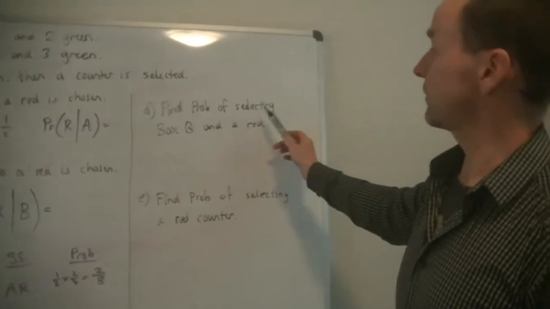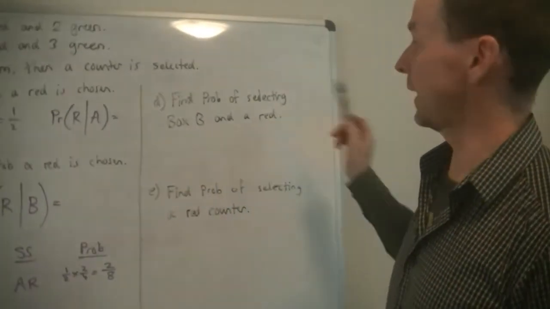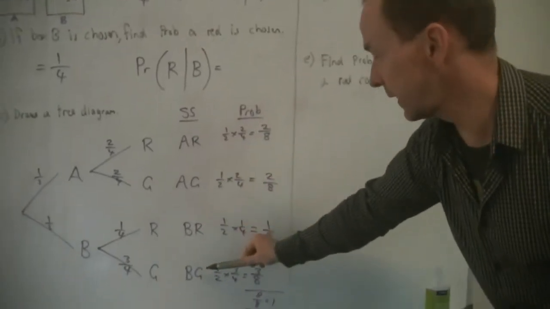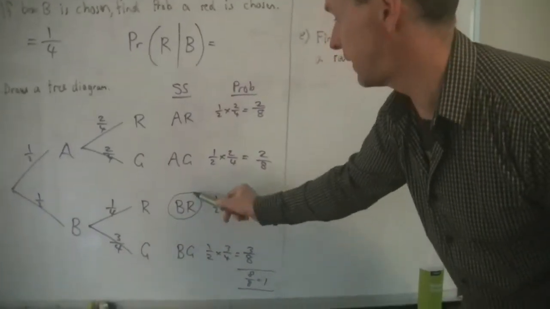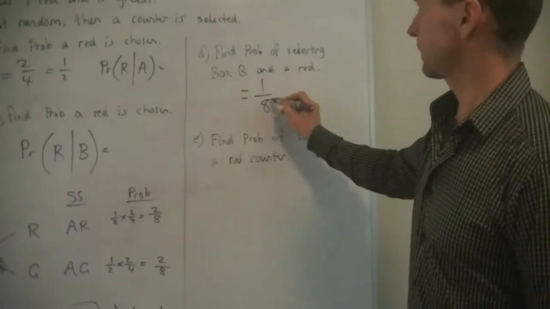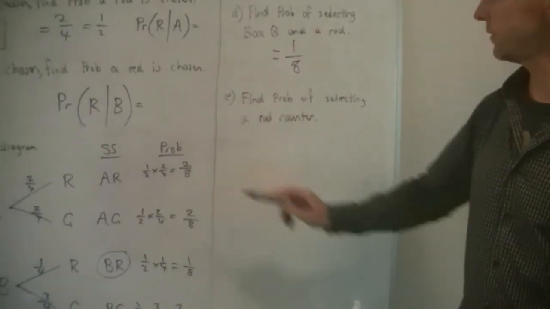Find the probability of selecting box B and a red. So now we just have to look along here. Which one's box B and a red? So box B and a red is there. The probability is 1/8. So you just select from the answers down there.